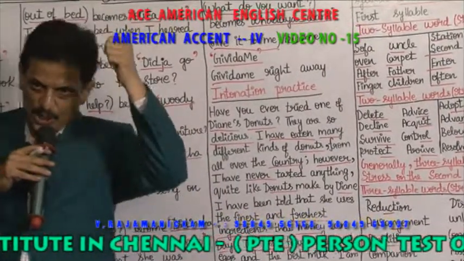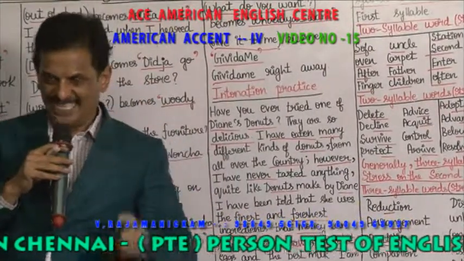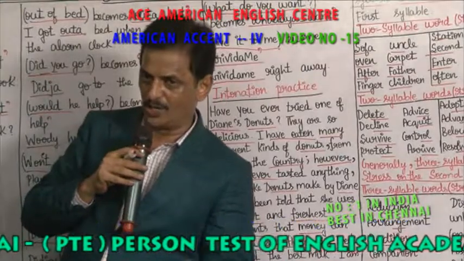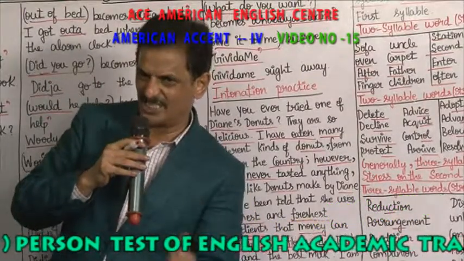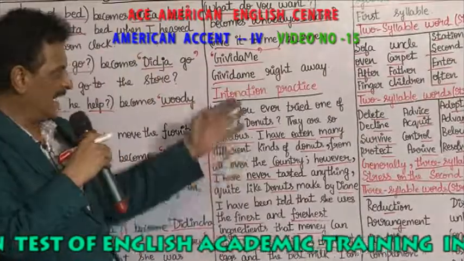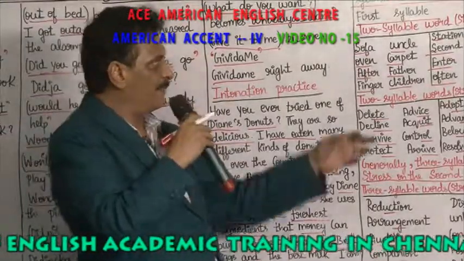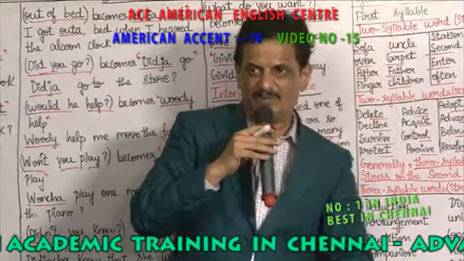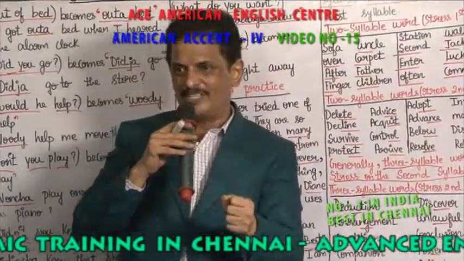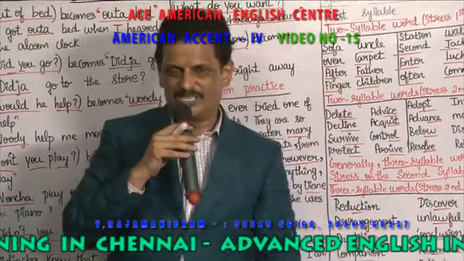Intonation means what? Stressing the important word in a sentence. If it is a noun, stress the noun. If it is a verb, stress the verb. If it is an adjective, stress the adjective. And reductions are also there. Then you have seen one syllable, two syllables. Two syllables means what? How many vowels are there in the word? That amount of stress you have to give.